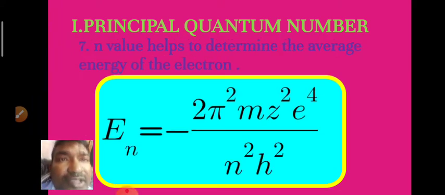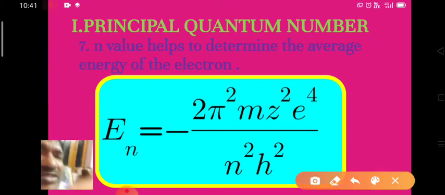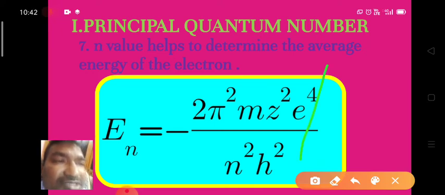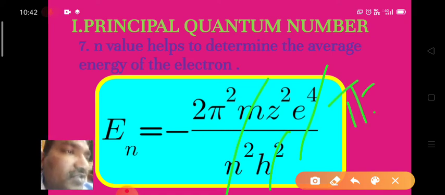Here the principal quantum number helps us determine the energy of the electrons in the atom. The energy of the electron in an atom is calculated by minus 2 pi square m z square e to the power of 4 by n square h square. Here e is a constant, h is a constant, and m, the mass of the electron, is also a constant, and we know the pi value, that is 22 by 7.